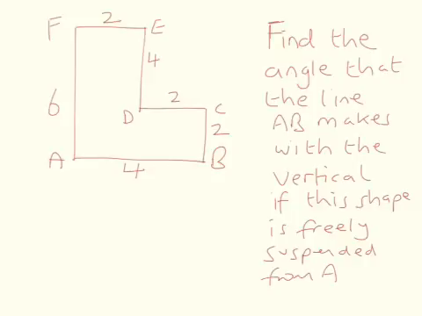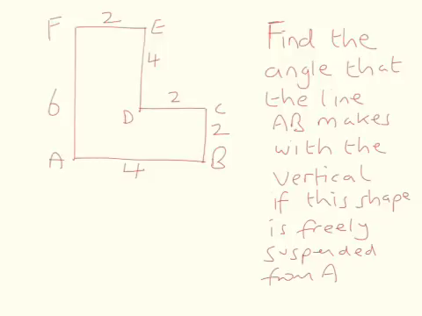So here's an example. We've got a lamina here. It's an L-shaped lamina. And the question is to find the angle that the line AB makes with the vertical if this shape is freely suspended from A. So the first step is to find where the centre of mass is.